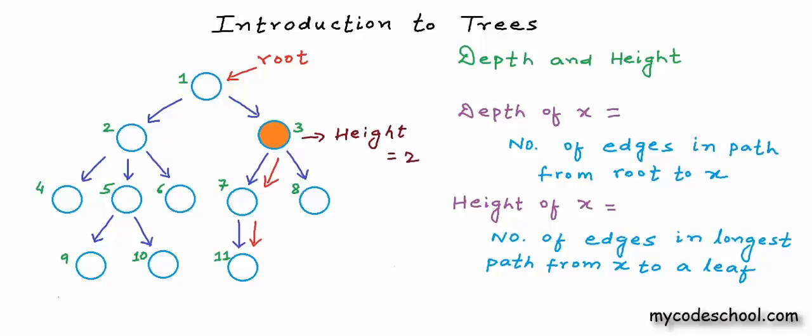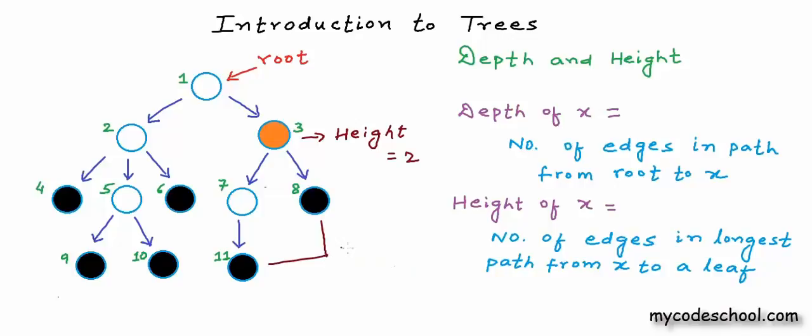Node 8 is also a leaf node. I'll mark all the leaf nodes here. A leaf node is a node with 0 children. The longest path from node 3 to any of the leaf nodes is 2. So the height of node 3 is 2. Height of leaf nodes will be 0.